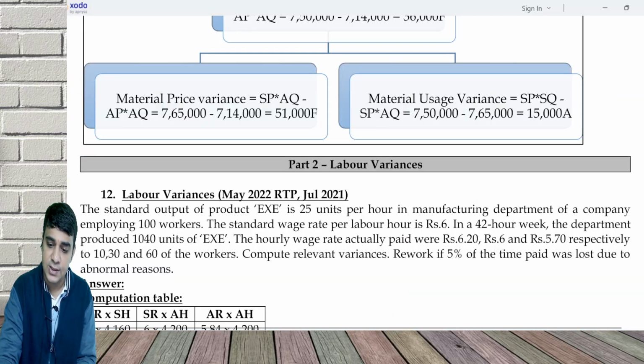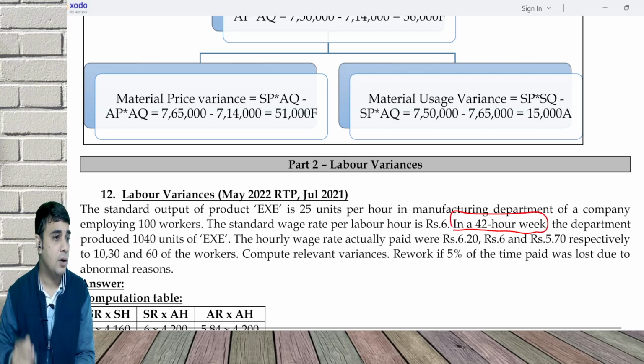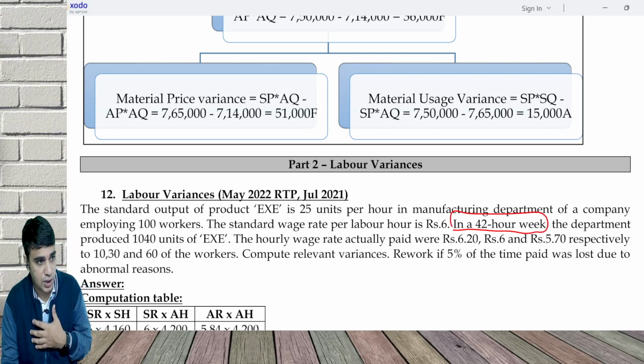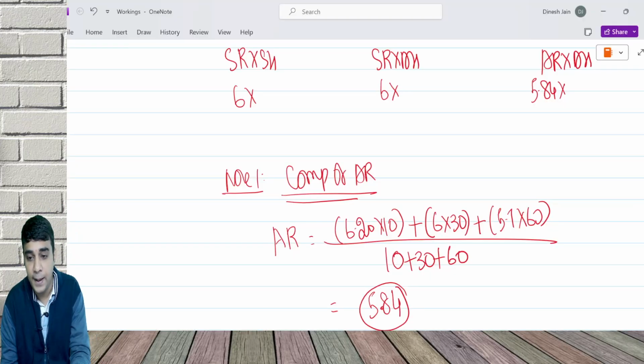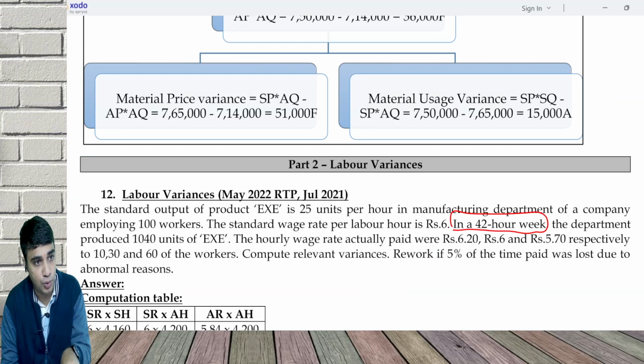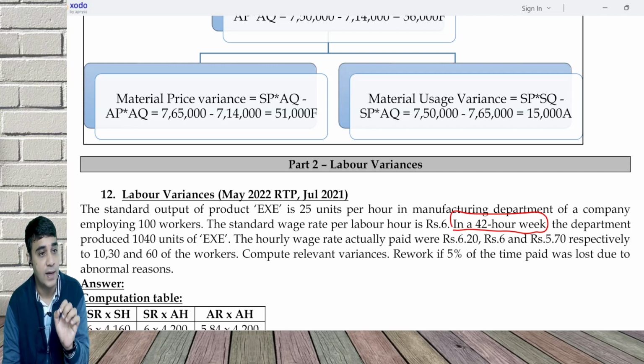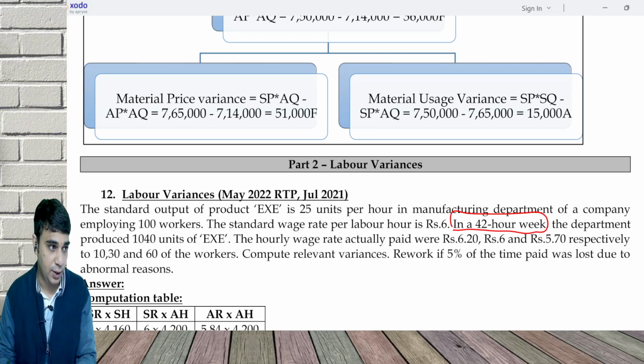In this question, a factory works a 42-hour week. So my employee cost is not 42 into 5.84. My employee cost is 42 into 5.84 into how many people? 100 people. So basically, like we did in operating costing, we use a concept called composite costing where we multiply two things. So in labor, it should always be number of people into number of hours. So I want to know what is actual hours. Actual hours is not 42. Actual hours is 42 into number of workers.